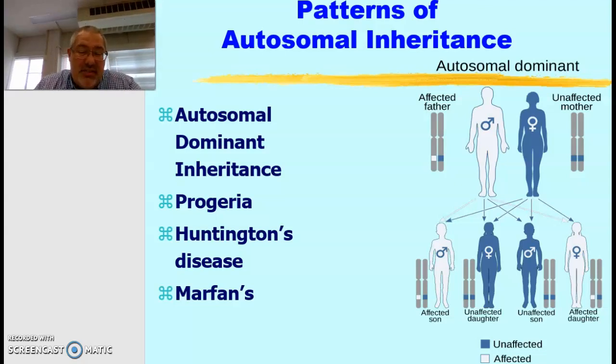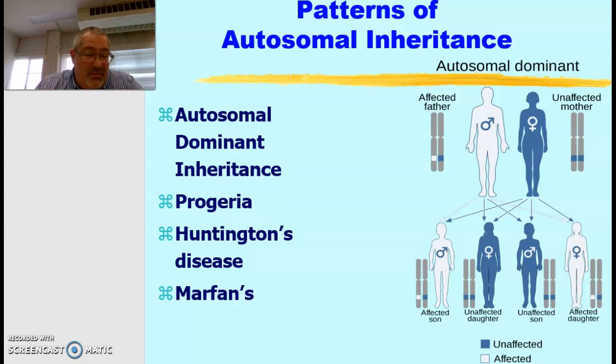So progeria is an advanced aging of a child, that when they're 10 years old, they may appear as though they're 35 or 40. Huntington's disease is a progressive degradation of the nervous system. The body shuts down, but the mind doesn't. Marfan's is a pleiotropic disorder of the connective tissue. And all three of those are inherited from a dominant allele.